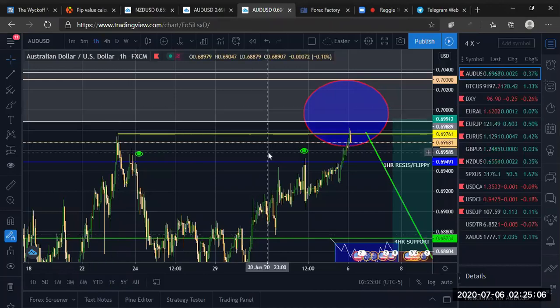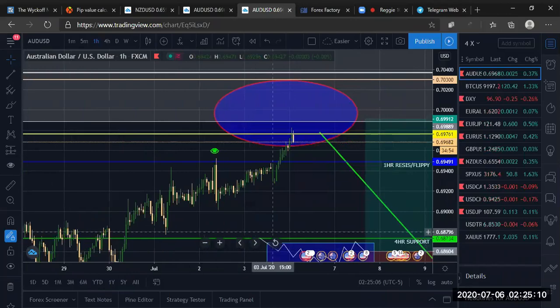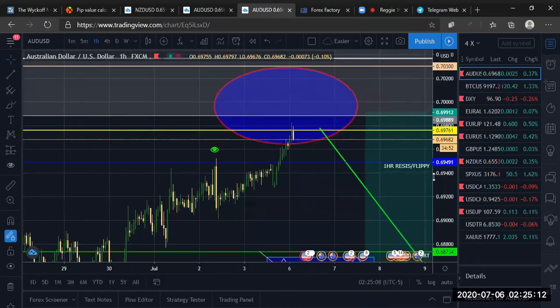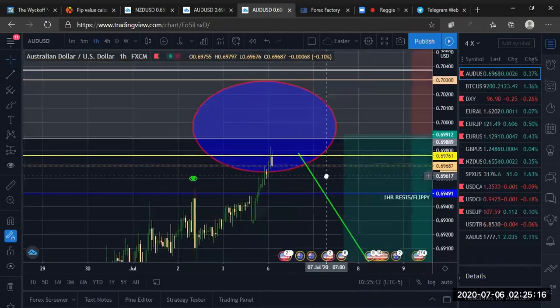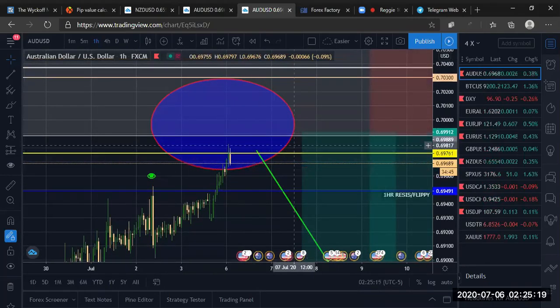AUD/USD, you can already see it's pushing down. I'm not too upset at myself. I didn't get in the trade because it's not in the actual area that I want to go to. You see, I want it to come up to hit this last little point of resistance and then run.